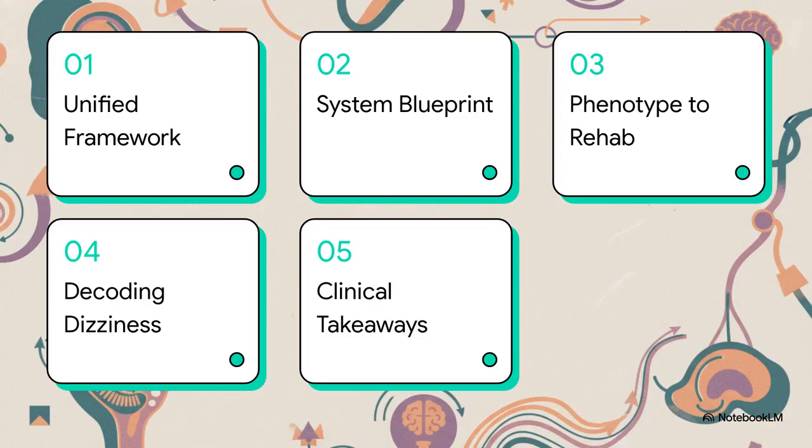So here's the game plan. We're going to move through 5 key areas. First, we'll lay down a unified framework. Then we'll map out the entire system blueprint. From there, it's all about practical application: how to translate that map directly into rehab, how to use it to decode those tricky mystery cases, and we'll wrap up with the biggest clinical takeaways you need to know.